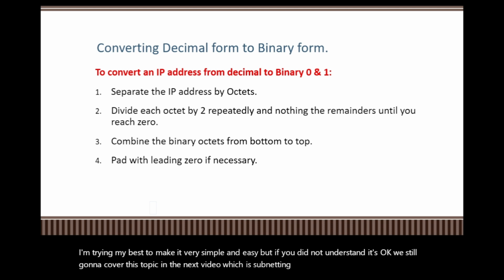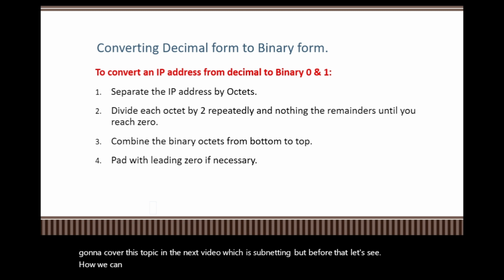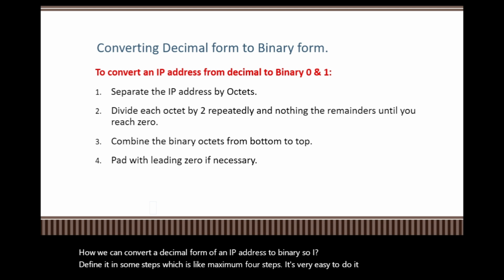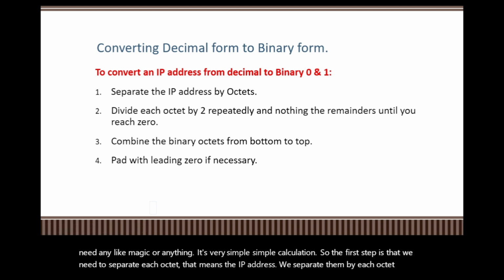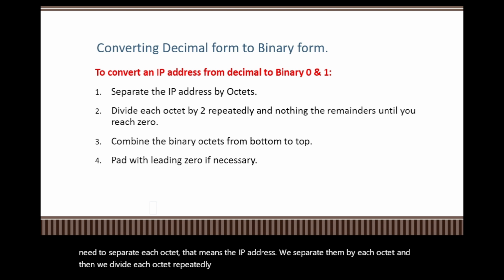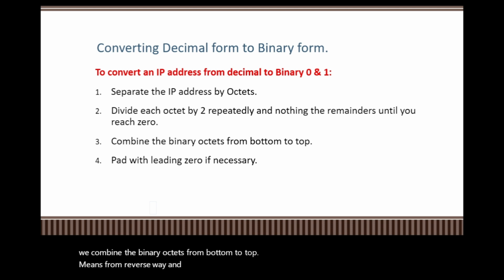But before that, let's see how we can convert a decimal form of an IP address to binary. I divided it into a maximum of 4 steps. It's very easy and doesn't need any magic. It's a very simple calculation. The first step is that we separate the IP address by each octet. Then we divide each octet repeatedly, noting the remainders until we reach 0. Then we combine the binary octets from bottom to top, in reverse, and pad with leading 0s if necessary. All these steps may look difficult, but when we do it in the next slide, it's very simple and easy.